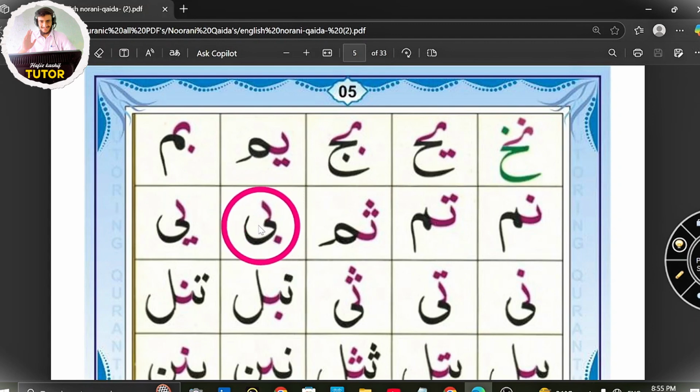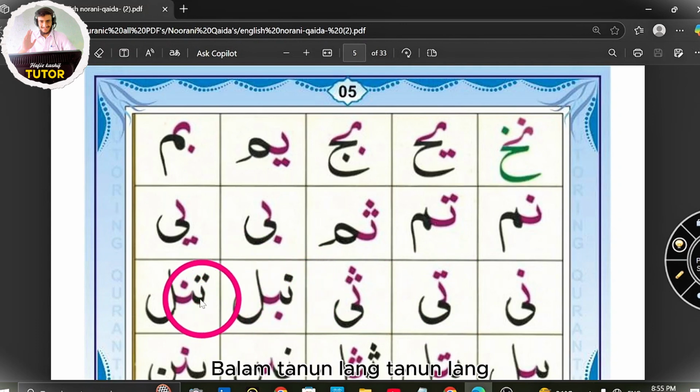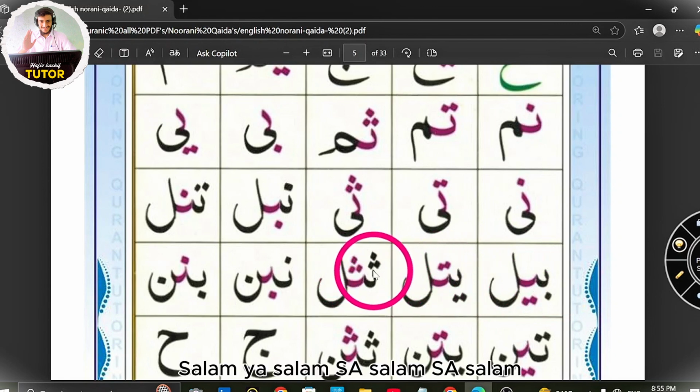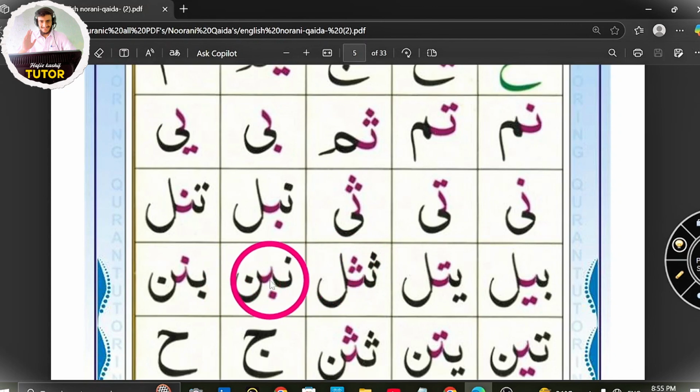Ba ya. Ya ya. Nun ya. Ta ya. Tha ya. Nun ba lam. Ta nun lam. Ba ya lam. Ya ta lam. Tha lam. Sa lam. Nun ba nun. Ba nun nun.